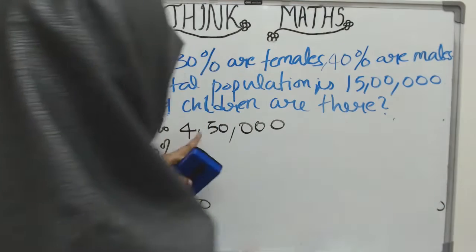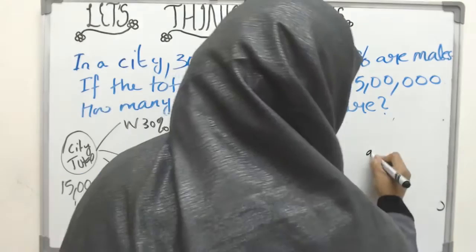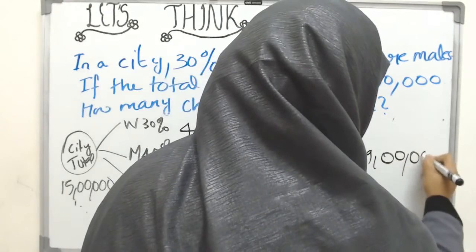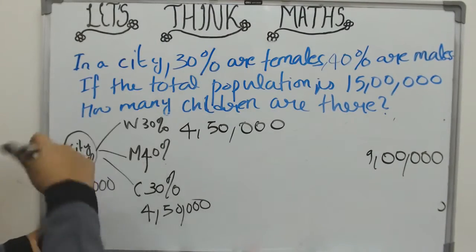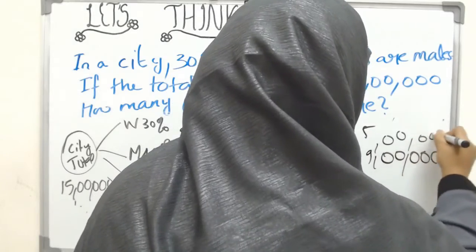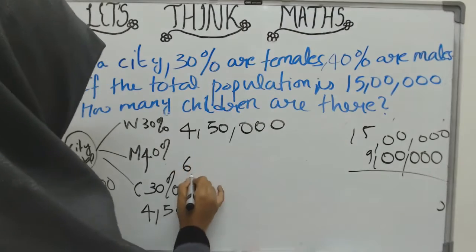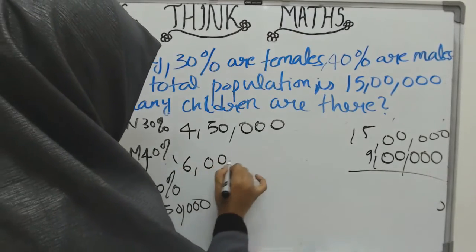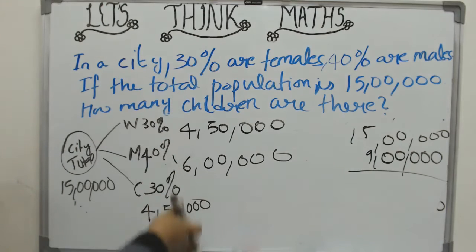So that's easy, right? When you add this, you get this much, right? You get 9 lakh. So the total population is 15 lakh. So how many men will there be? 6. So this is how they have split the population. So now we'll go to the next question.